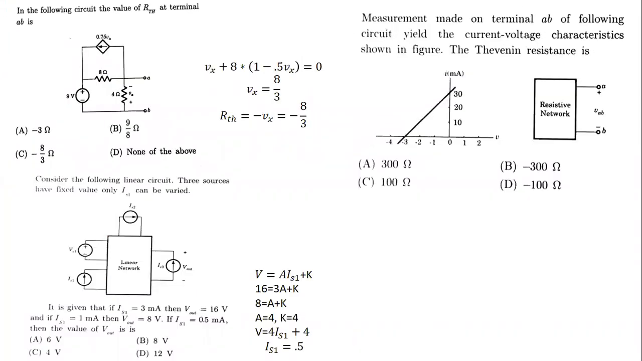Now the next one, in question 4: find the value of RTH between the terminals A and B. Again the same type of problem. So just to solve this circuit, first deactivate all the independent sources. So this voltage source is short circuited.